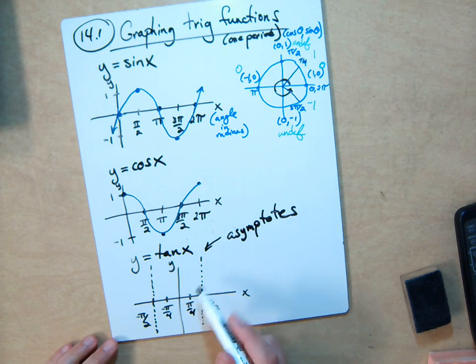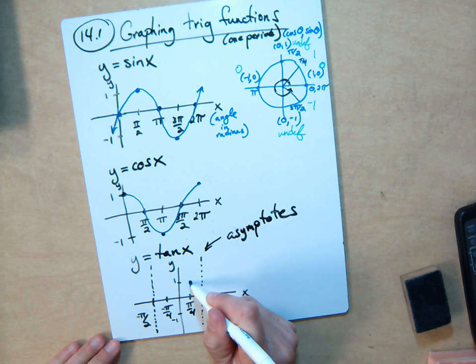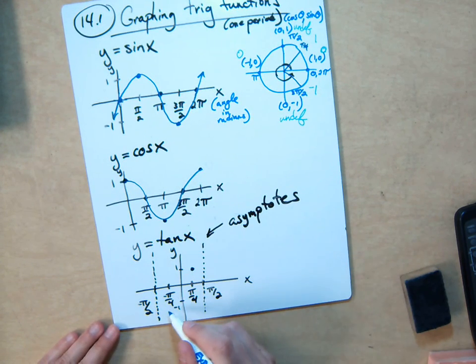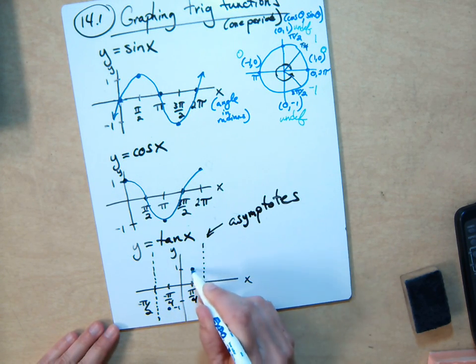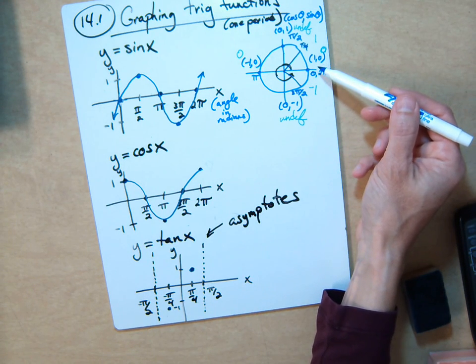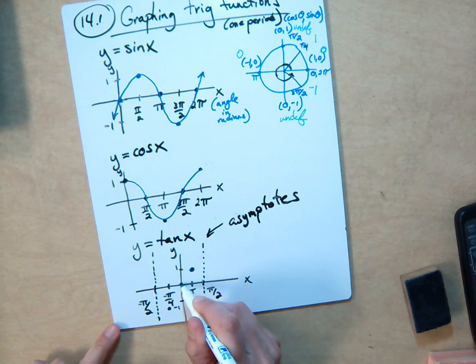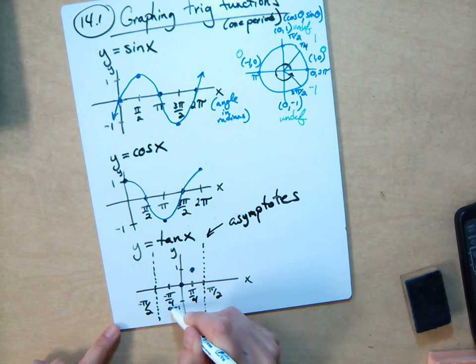And so at pi over 4, we'll plot 1. That's a key point. And at negative pi over 4, we'll plot negative 1. We need more than that. So far, it looks like 2 points, and that's it. What about at 0? What's the tangent of 0? At 0 degrees, sine over cosine is 0. So now we have 3 points.